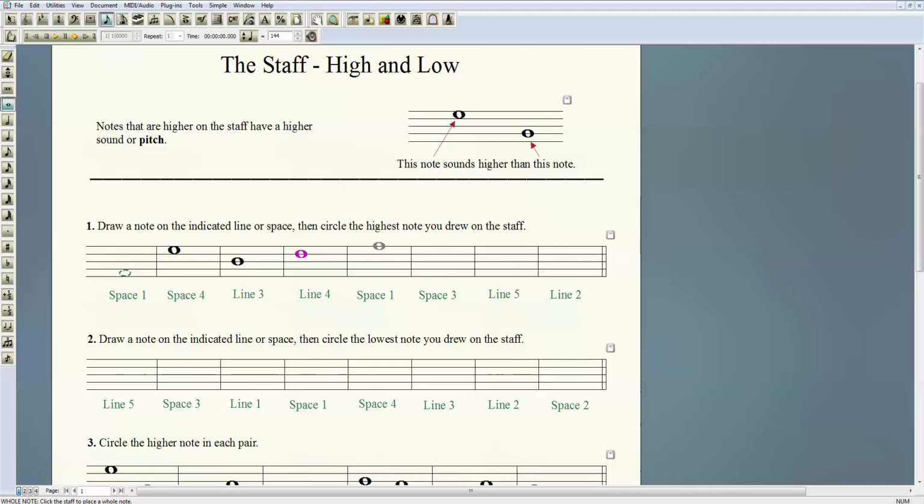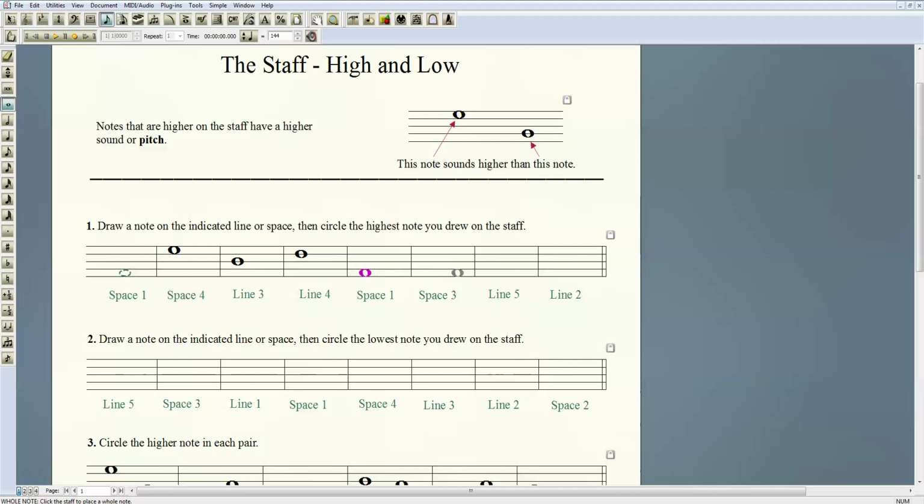If I stuck one up here on the top line, on line 5, it would be different. Or how about space 1? Is that going to sound close to line 4? Or far away? Is there going to be a big jump in pitch or a small jump in pitch? I'm sure you just said or thought to yourself, big jump, which is good.